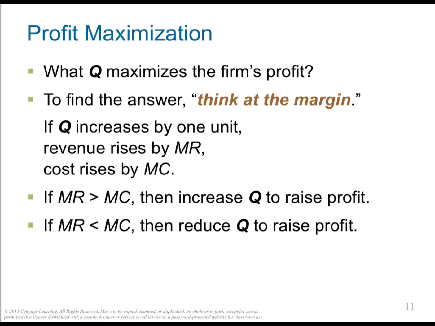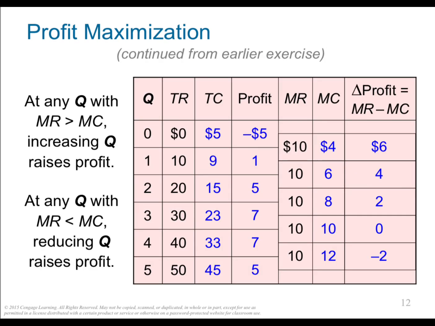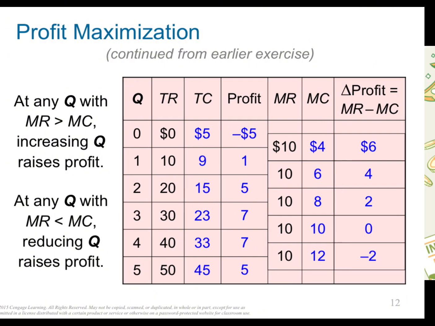If MR is greater than MC, the firm should increase output. If MR is less than MC, the firm should decrease output. The profit maximizing quantity occurs where MR equals MC. This condition holds for every competitive firm.